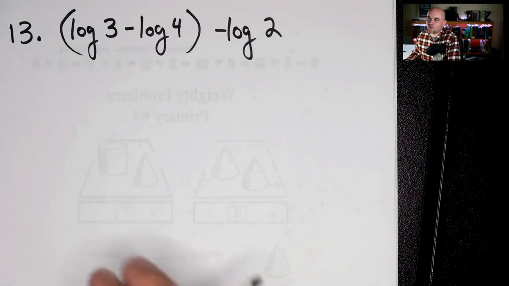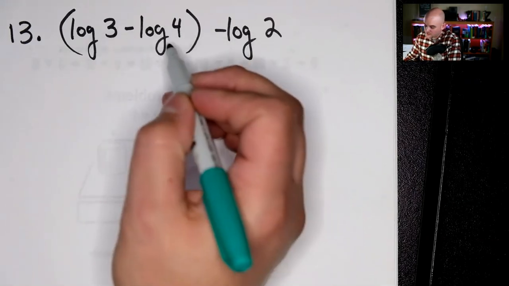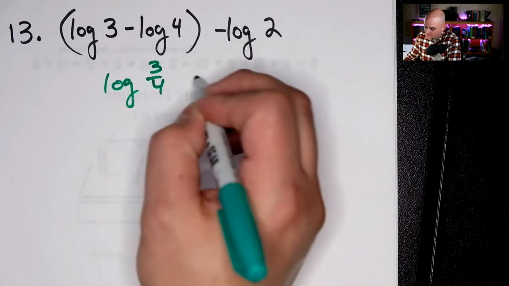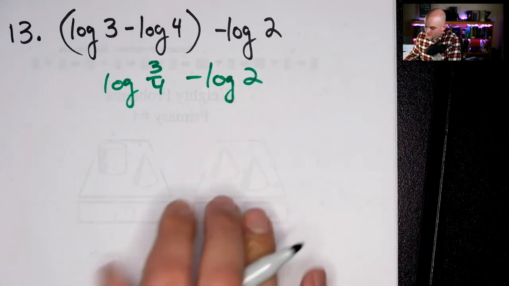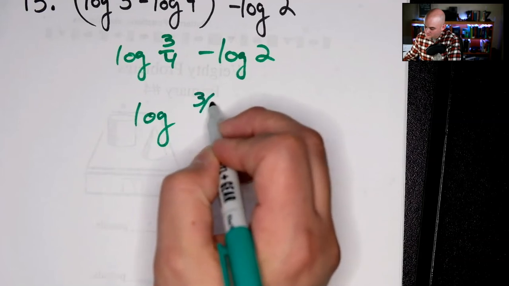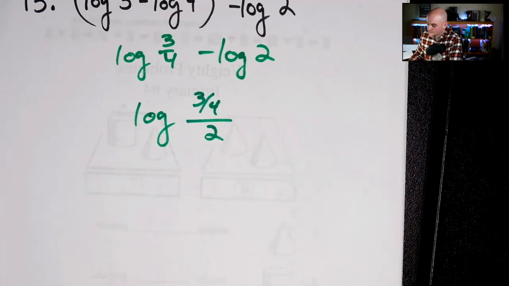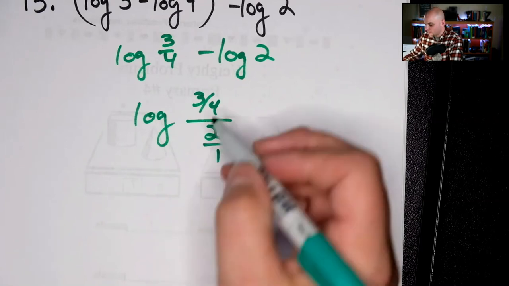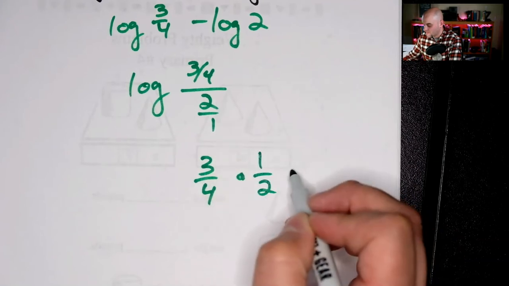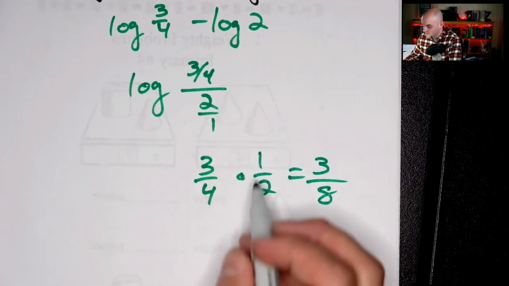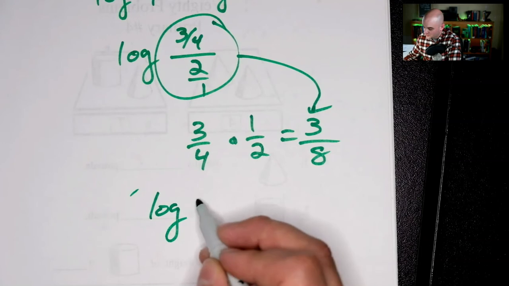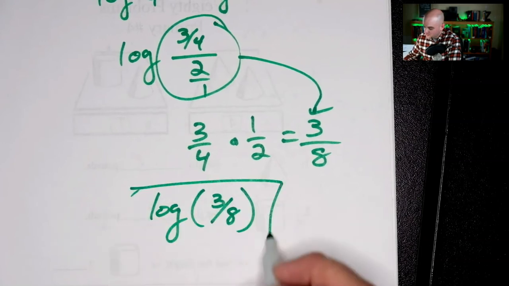So number 13, we got the log base 10 of 3 minus log base 10 of 4. I'm going to combine that and make the log of 3 over 4. And then bring down this one over here. And let's go ahead and say that's the same thing as the log of 3/4 divided by 2. And we can make that a fraction on the bottom. We're going to keep it, switch it to multiplication, and flip this to 1/2. That gives us 3 over 8. So this is the same thing as 3 over 8. But don't forget, we're taking the log base 10 of that mess. And so that's our answer there.